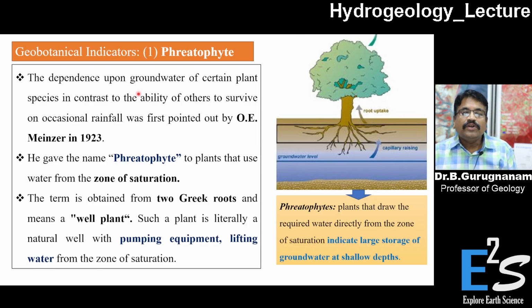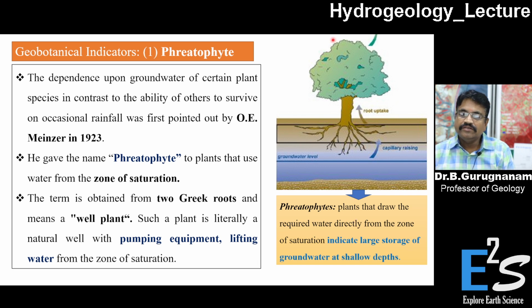Geobotanical, the first type: you just look here. This is the groundwater level, and the capillary fringe, that is partly air and partly water. It means on top of the water level, you have a zone that will go up and down depending upon the recharge condition. With those variations, the root will go up to that and take the water for its growth. This type of vegetation is called phreatophyte. Plants that draw the required water directly from the zone of saturation indicate large storage of groundwater at shallow depth. Normally, this will not be in deeper depth.